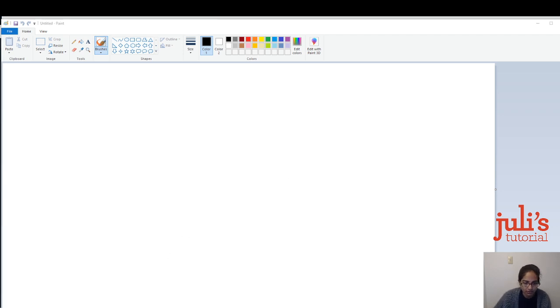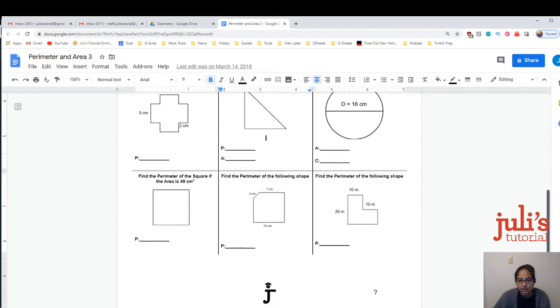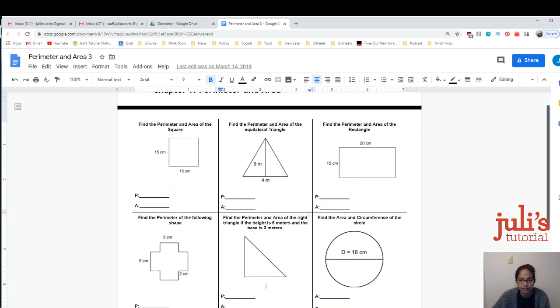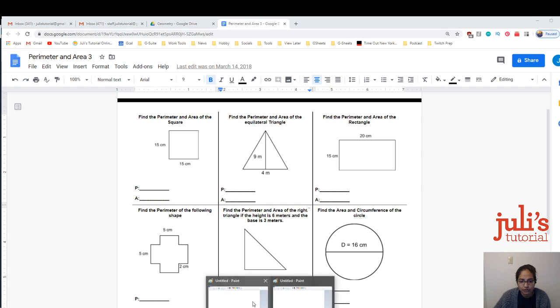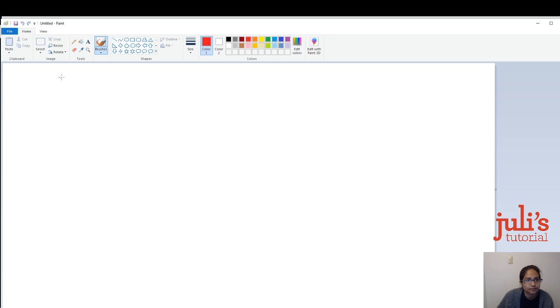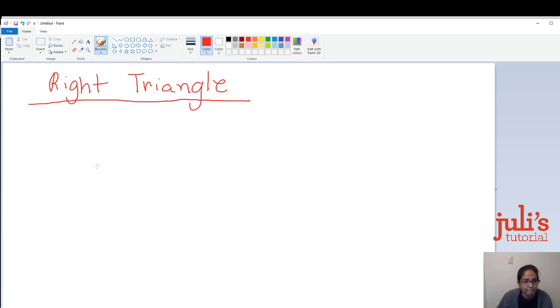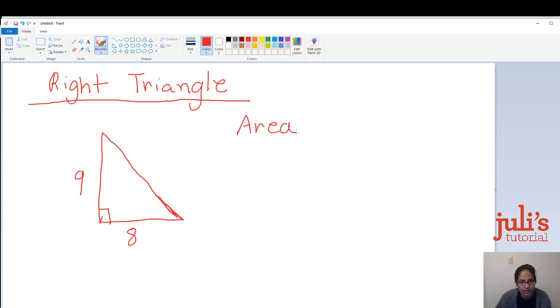Okay, so the next question we're gonna go over is going to be another triangle. I'm just gonna give it to you guys. So we're gonna draw another triangle, another right triangle. What is the area of this triangle?